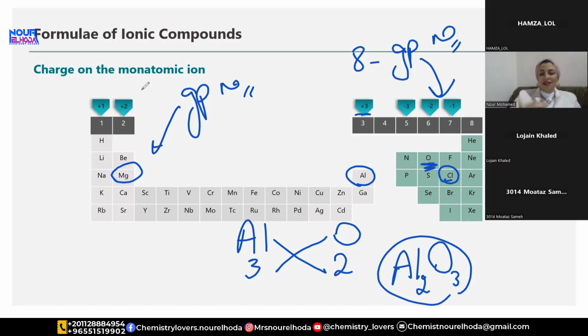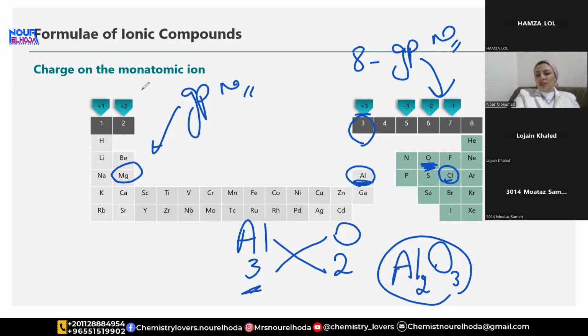Miss, I have a question. Oxygen is -2. So isn't it supposed to be aluminium -2, oxygen 3? Hamza, the metal you put here, aluminium is in group 3. It's a metal, am I right? Since it's a metal, you put the same as the group number. Aluminium is in which group? It's in group 3. So I'm going to write 3.